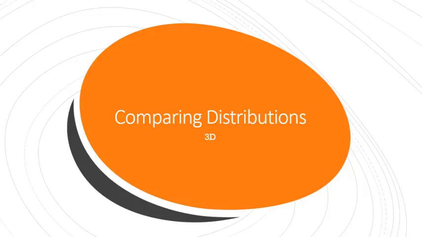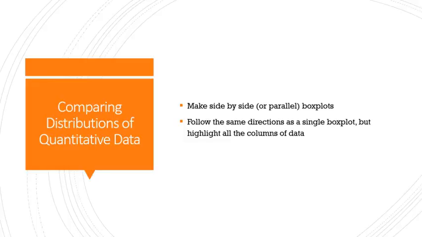3D, we're going to learn how to compare distributions. Okay, so look at two different sets of data that are related to each other and compare them to each other. So if we are comparing distributions of quantitative data, remember that's numerical data, we're going to make side by side, or sometimes you might see them called parallel box plots.